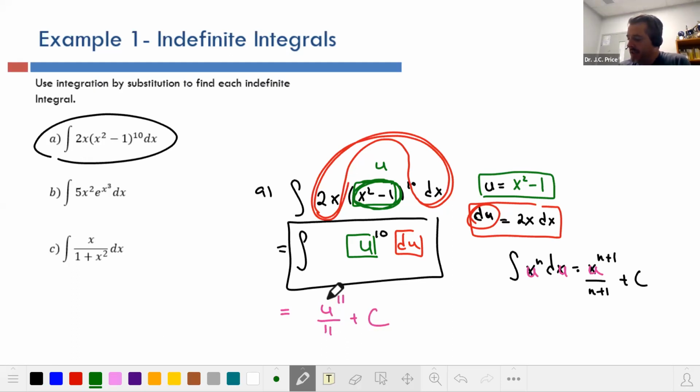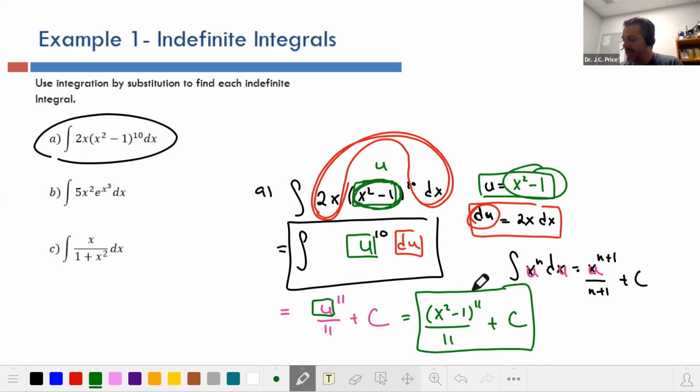Then since you made that substitution, you want to go back to your x's. Just turn that u over on the other side, and you have x squared minus 1. So I have x squared minus 1 to the 11th divided by 11 plus c. And there's our answer. If you want, you can check that answer by taking the derivative of this. You'll see you do get back the integrand up there, because it is the antiderivative after all. So that's our first example of doing an integral by substitution.